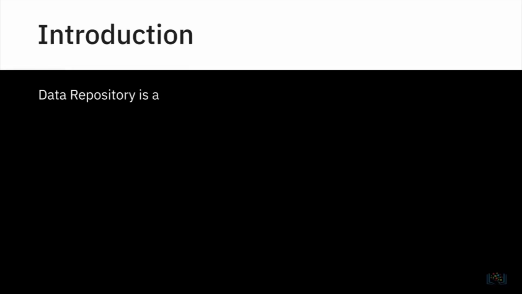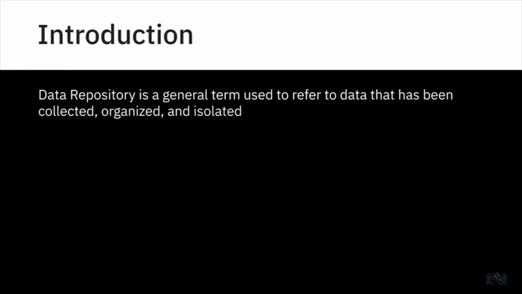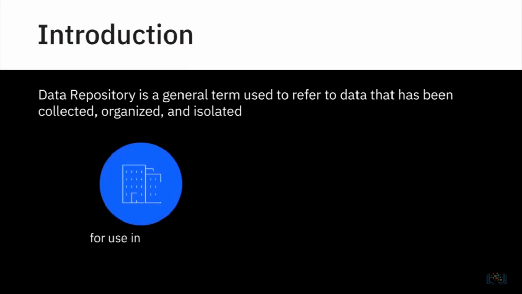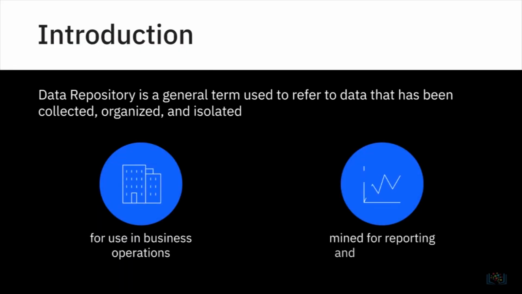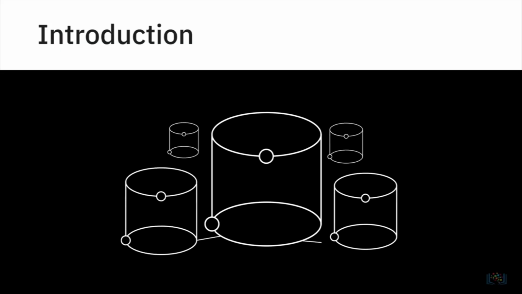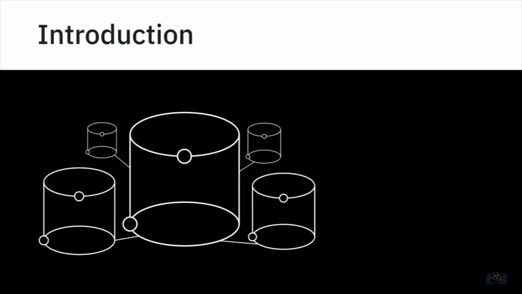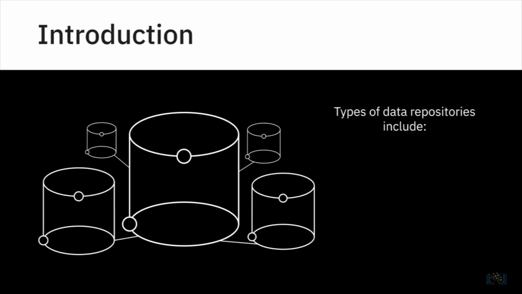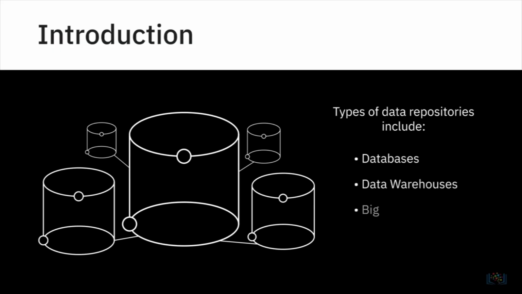A data repository is a general term used to refer to data that has been collected, organized, and isolated so that it can be used for business operations or mined for reporting and data analysis. It can be a small or large database infrastructure with one or more databases that collect, manage, and store datasets. In this video, we will provide an overview of the different types of repositories your data might reside in, such as databases, data warehouses, and big data stores, and examine them in greater detail in further videos.